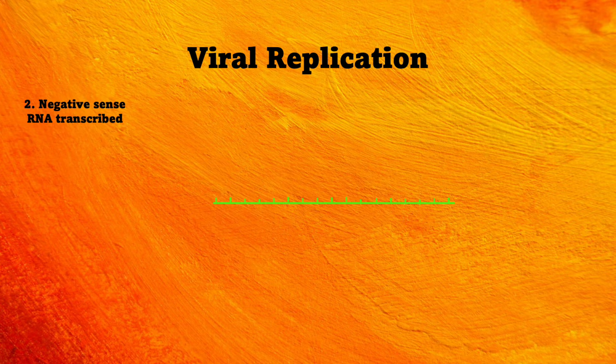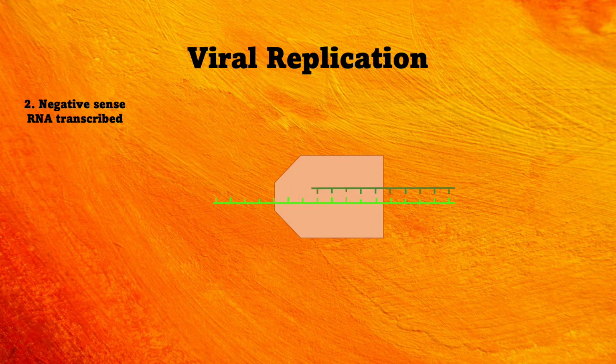Next, the virus needs to make mRNA in order to produce new proteins. Since mRNA is positive sense, it can only be transcribed using negative sense RNA. Therefore, the virus transcribes negative sense RNA from its positive sense RNA using the new virus polymerase. This process is aided by the viral nucleoproteins.